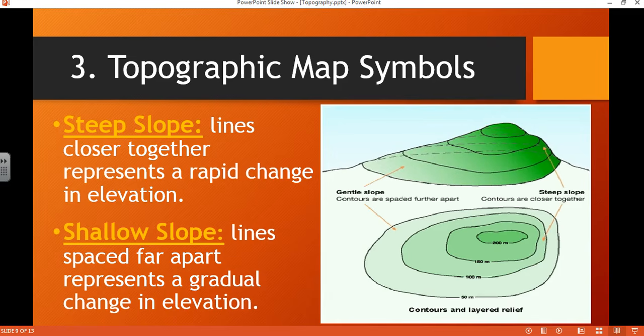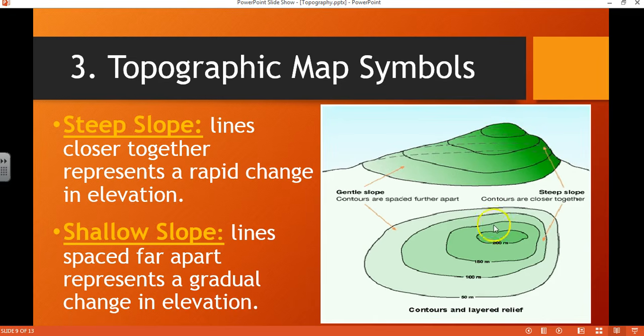You also need to be able to recognize steep slopes from shallow slopes, and this is essential question number 3, topographic map symbols. So looking at this side view of this hill, on the left side of the hilltop, the slope to the hilltop is much more gradual than the slope on the right side of the hilltop, which is much more steep.